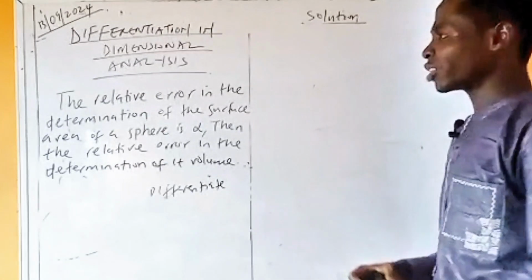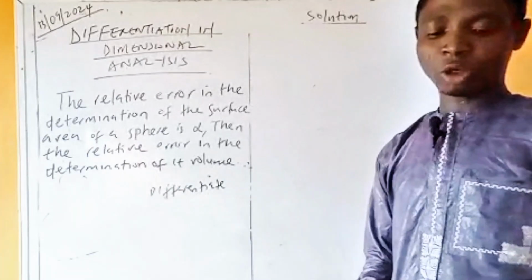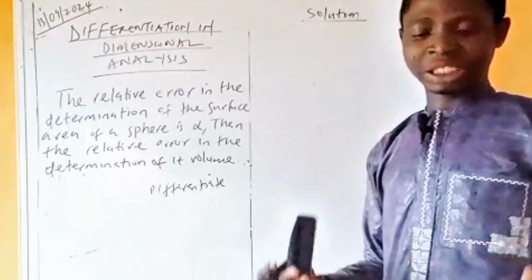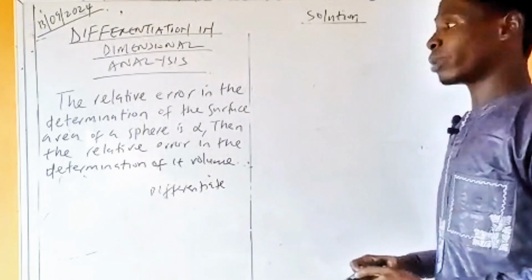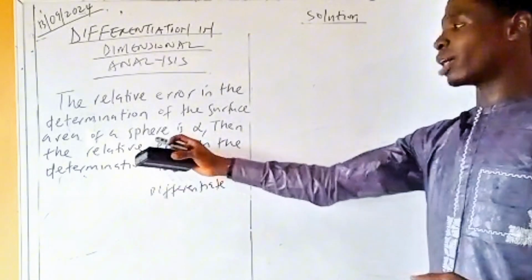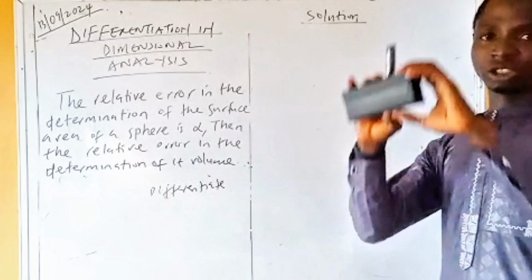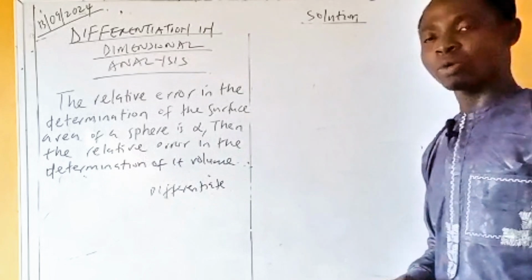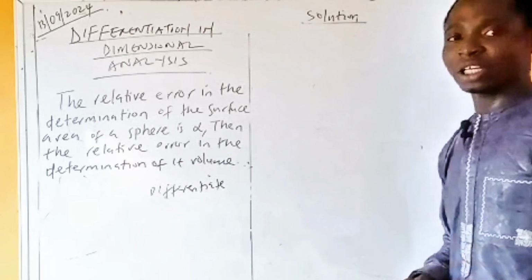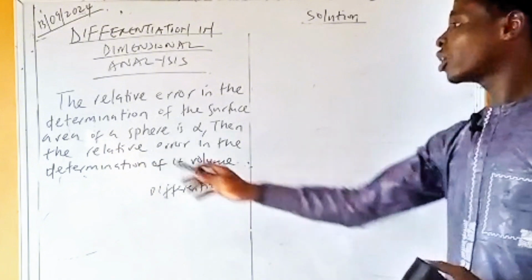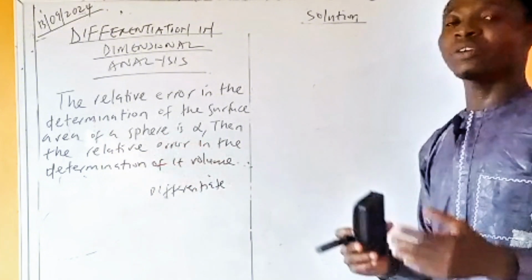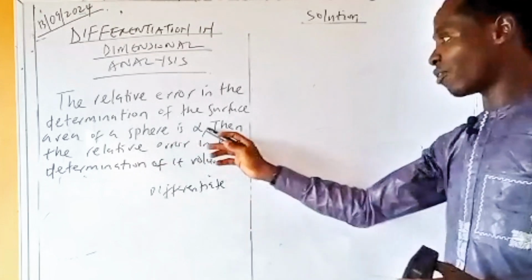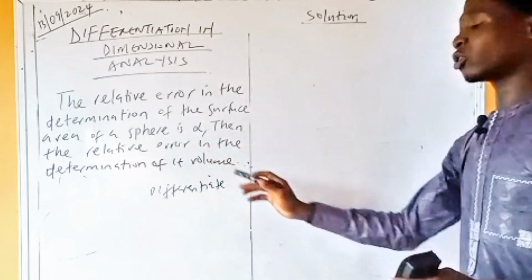So what do we refer to as relative error? Relative error is the measure of the accuracy of a measurement compared to the true value. And a sphere is something that is spherical in shape, while half of a sphere is referred to as a hemisphere. So here we have the surface area of the sphere and likewise the volume of the sphere. We have been given the relative error of the area, which is alpha. We want to find that of its volume.